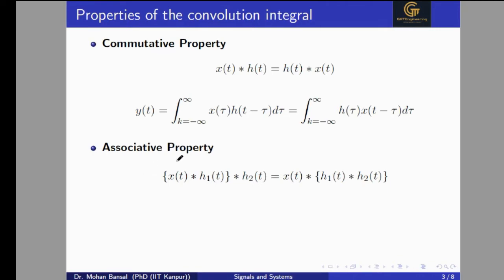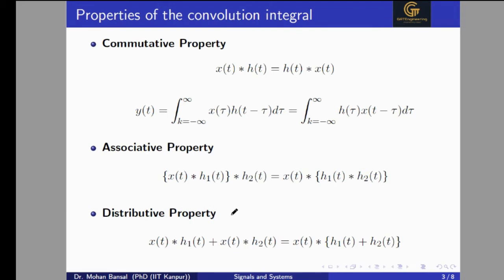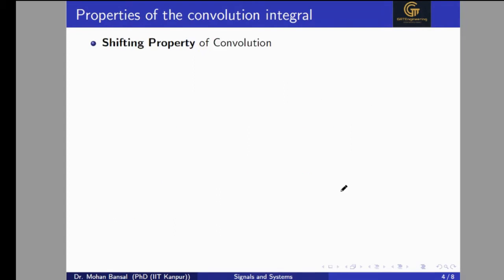Now we'll talk about the associative property, which is defined as x(t) convolution h1(t), then convolved with h2(t). On the other side, first we can convolve h1(t) and h2(t), then convolve with x(t). So this satisfies the associative property as well. And the next property, the distributive property. The distributive property is defined as x(t) convolution h1(t) plus x(t) convolution h2(t). On the right side, we can take the common x(t) from both the convolutions and write x(t) convolution of h1(t) plus h2(t).